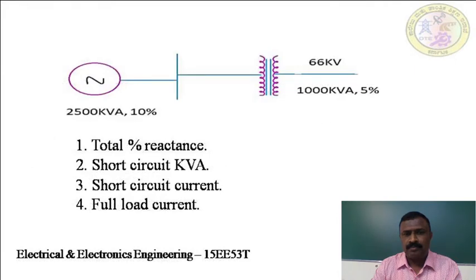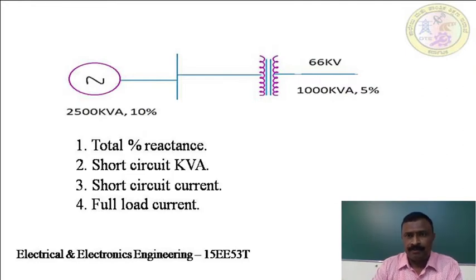Find first, the total percentage reactance. Second, short circuit kVA. Third, the short circuit current. And fourth, full load current. And this is the given problem. So you have got a generator and this is connected to the bus bar. From the bus bar it is connected to the transformer, and the secondary side of the transformer is connected to the transmission line.